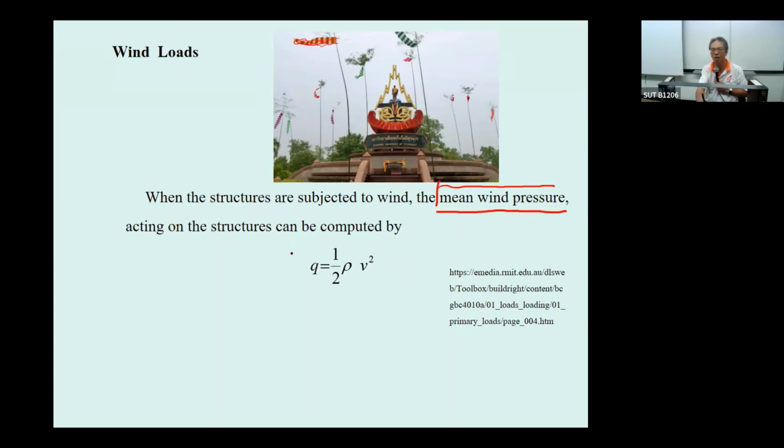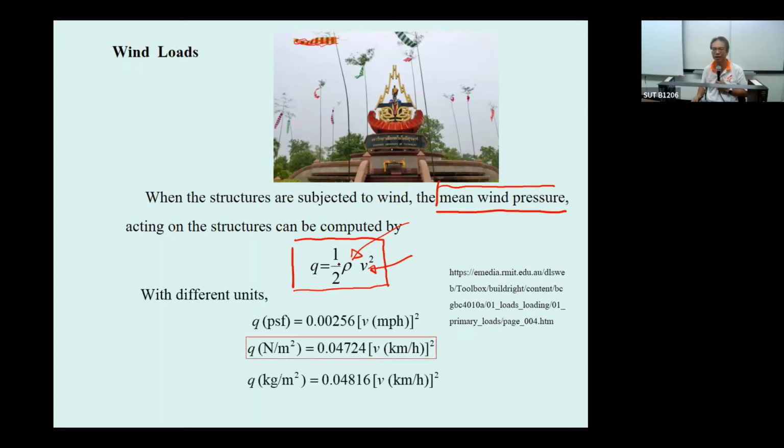You can compute the mean wind pressure by this equation, in which V is going to be the velocity, and this is going to be the air density. So it depends on the unit you are considering. If you're working in SI, just follow this equation. The mean wind pressure will be in the unit of Newton per square meter. If you follow the Thai standard, you use this equation.